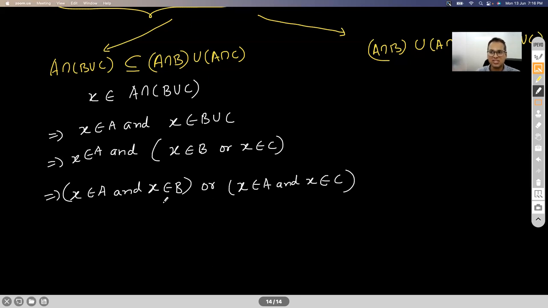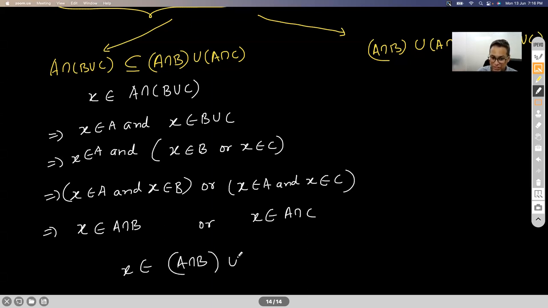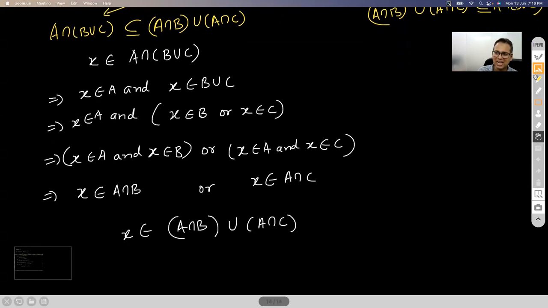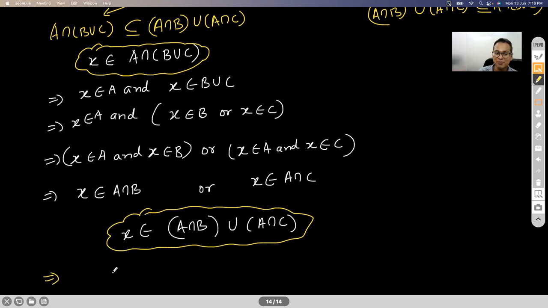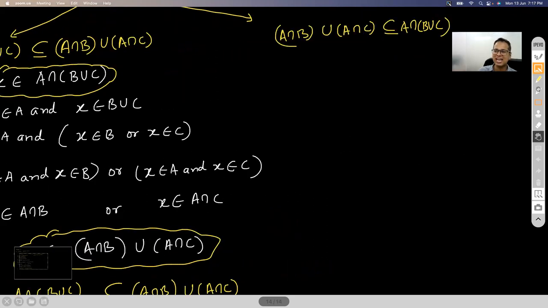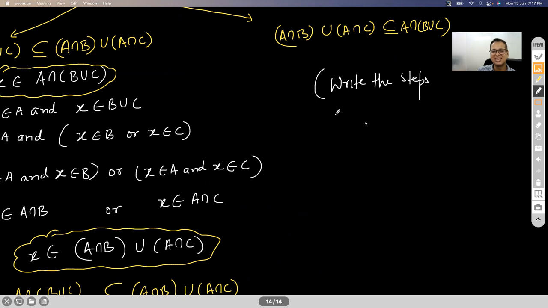That is what it is trying to say from our logic, which further boils down to saying that X belongs to A intersection B or X belongs to A intersection C, which means X belongs to A intersection B union A intersection C. So what did you start with? You started with this and you concluded with this, right? So what does this imply? It implies A intersection B union C is a subset of A intersection B union A intersection C. And for the second part, I would not do anything. I will say in the second part, please write the steps written on the left side in reverse order. That's it. So I will not waste your and my time writing it again.